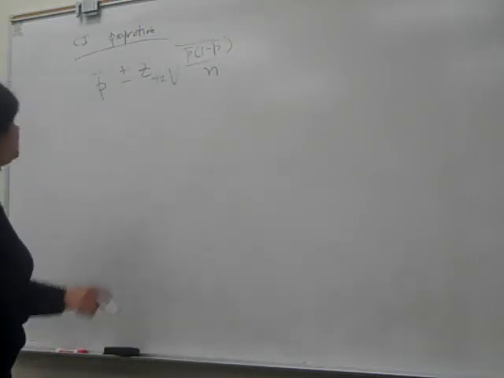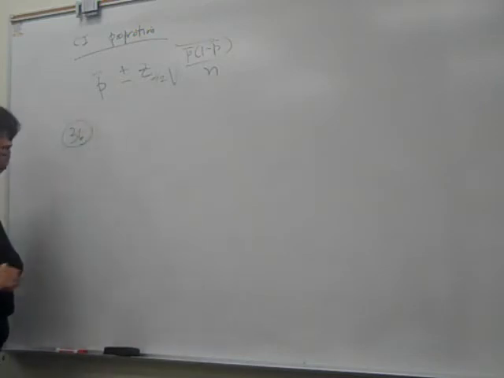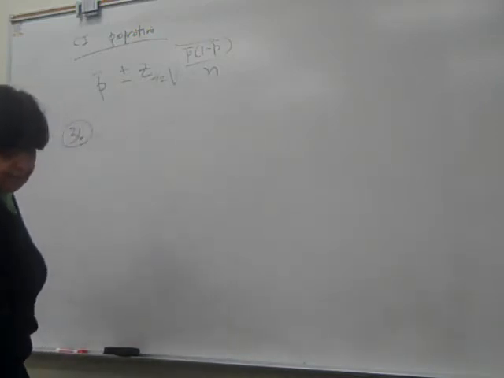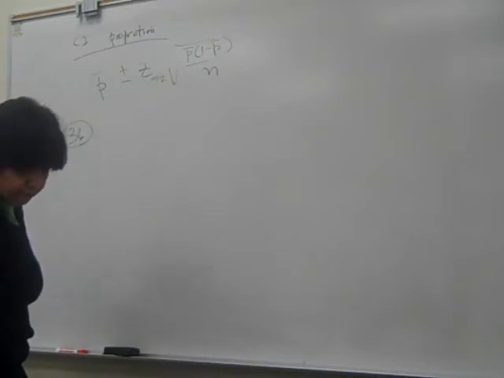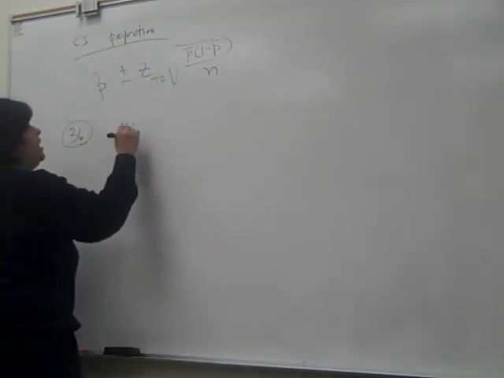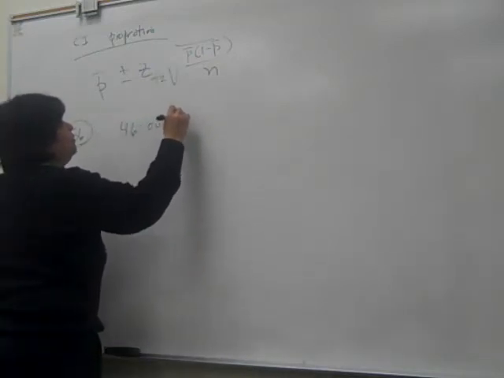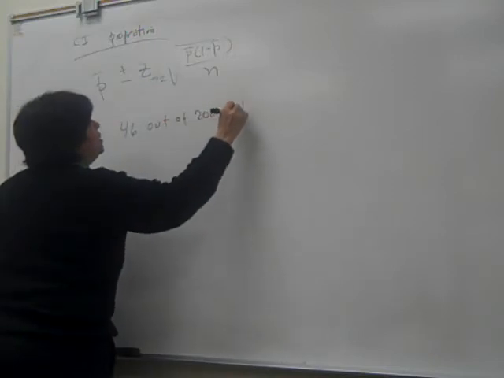Let's do problem 36. It says, according to statistics reported on CNBC, a surprising number of motor vehicles are not covered by insurance. Sample results consistent with the report show that 46 out of 200 vehicles were not covered. So 46 out of 200 not covered.